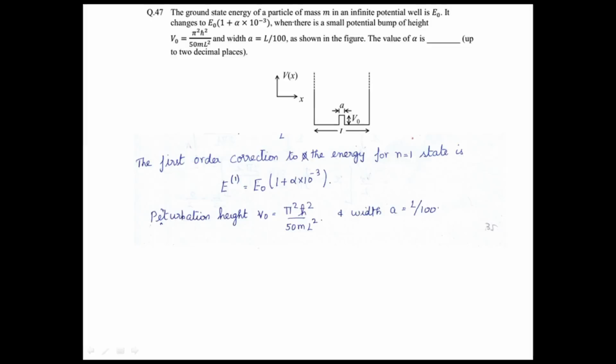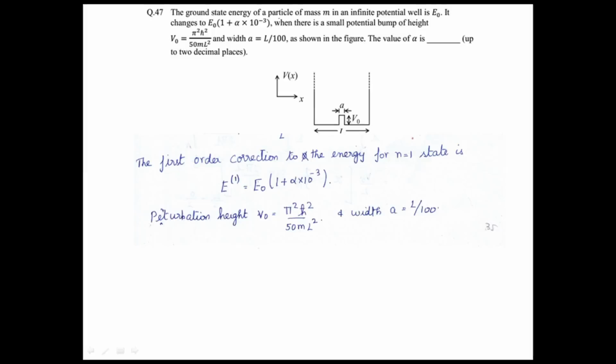The ground state energy of a particle of mass m in an infinite potential well is E naught. It changes to E naught times (1 plus alpha times 10 raised to minus 3) when there is a small potential bump of height V naught equal to pi square h cross square divided by 50 m L square, with a equal to L divided by 100. The value of alpha is dash.